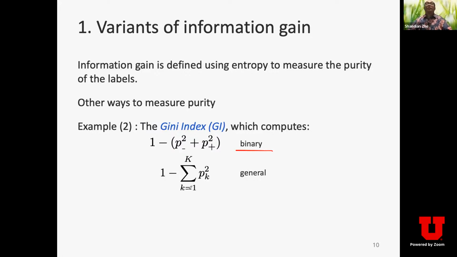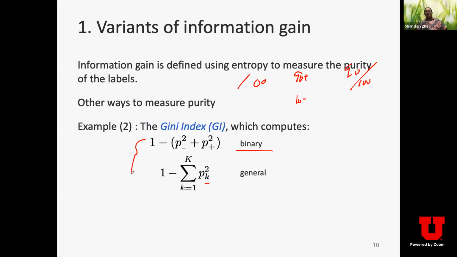Is it clear for everyone? The definition? What's p? It's a proportion. For example, if you have 100 examples, 90 are positive, 10 are negative, then p positive is 90 over 100, which is 0.9, right? And p negative, 10 over 100, is 0.1. And for multi-class classification, pk is just the number of examples with label k over the total number of examples. Okay. So is this definition clear to everyone?